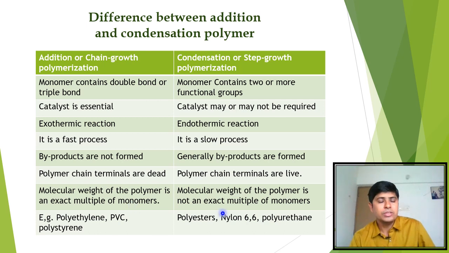For example, which are the addition polymers? Polyethylene, PVC, polyvinyl chloride, polystyrene. And which are the condensation polymers? Polyester, nylon 6, polyurethane. So this is the difference between addition and condensation polymers. I hope we have understood ionic polymerization, that is cationic and anionic polymerization, then coordination polymerization, and the difference between addition and condensation polymerization. So we'll stop here. Thank you very much.